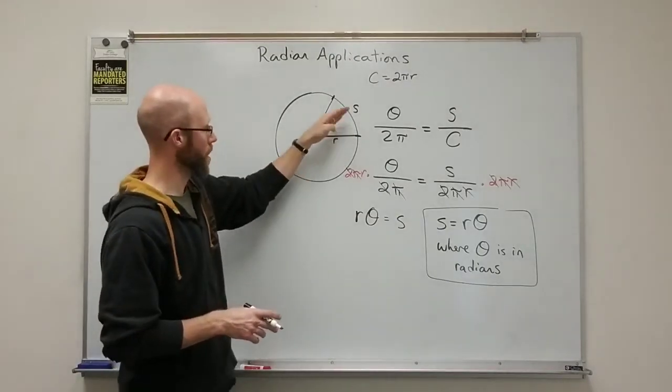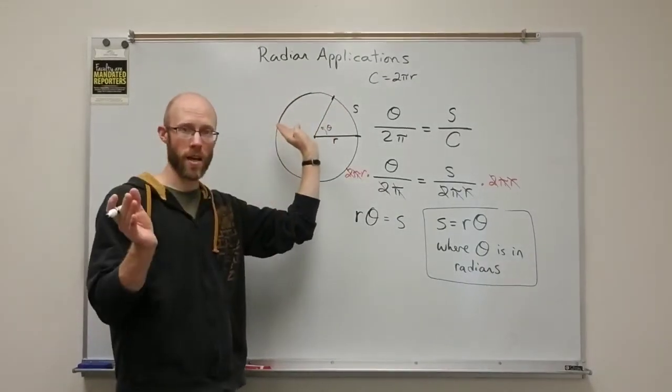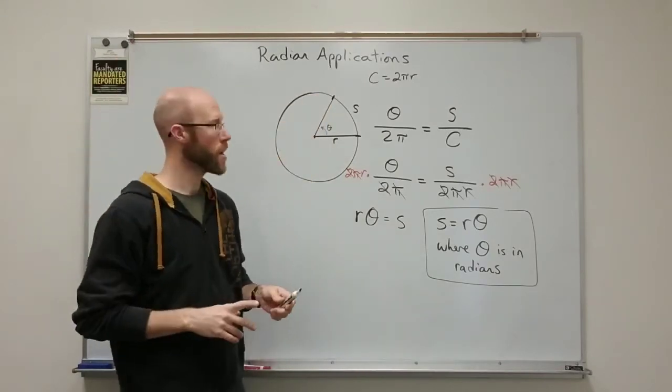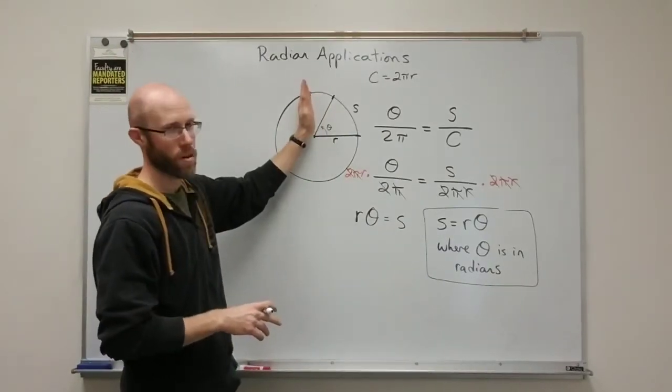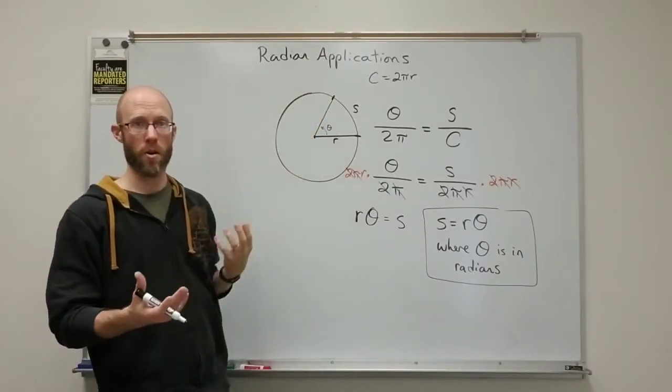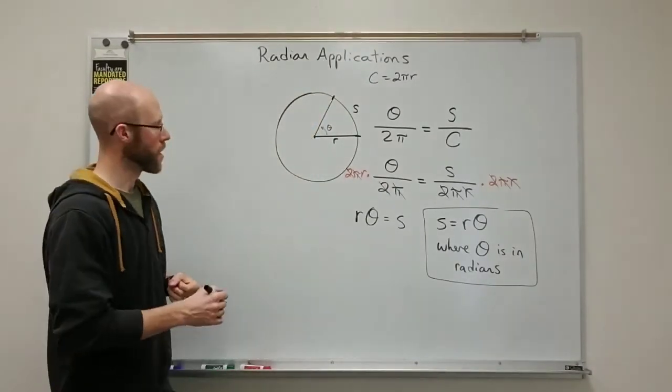If you swiped out half the circle, half the angle, you would get half the area, the upper half versus the lower half. Or a quarter. If you took a quarter of the angle, you get a quarter of the area. So areas are also proportional.